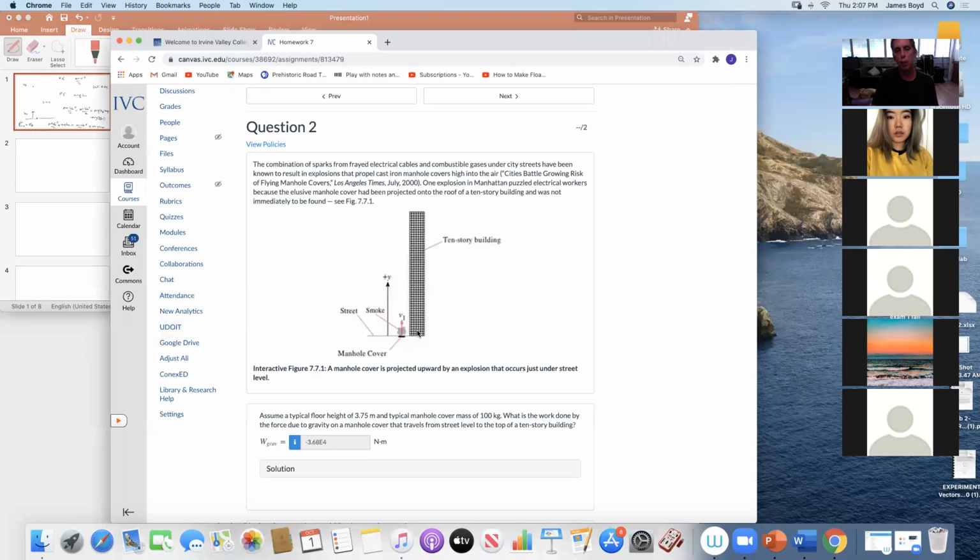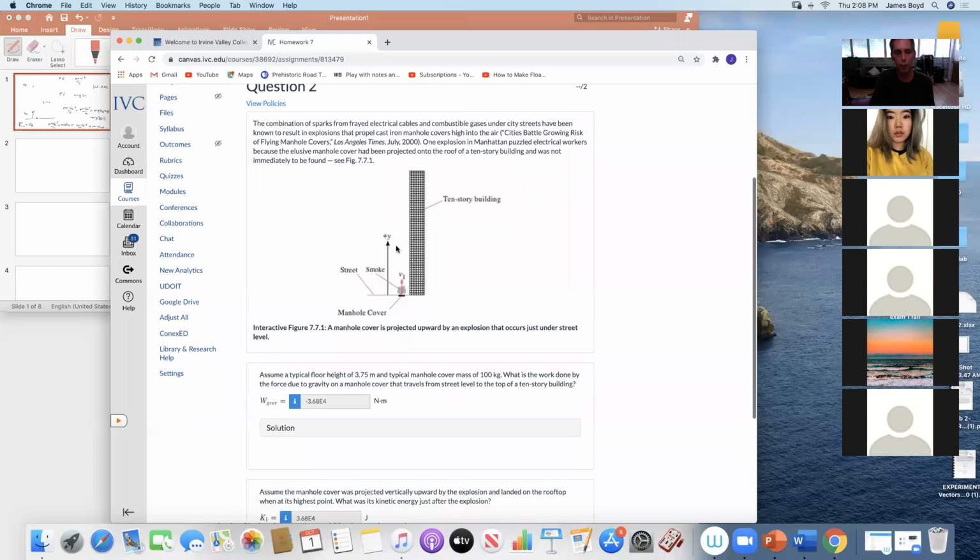So for this problem, it tells you how high this building is, and that when it reaches the top, it has 0 velocity. So you can choose the bottom to be 0 height, the top to be 10 times the height of the floor, so 37.5 meters. And it gives you M, but you don't need it. The M's cancel. And you just need to find the work done. Well, the work done is the change in kinetic energy. So yeah, you do need M. I'm sorry. And you can find that by finding the change in potential energy as well, mg change of h with a negative sign.